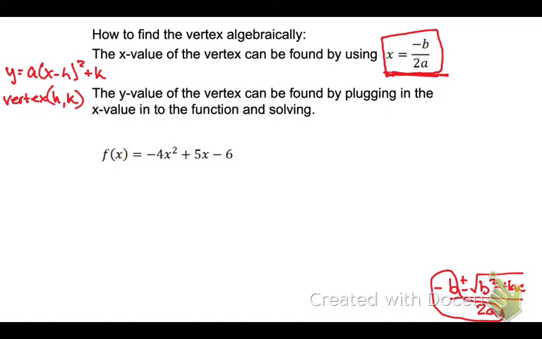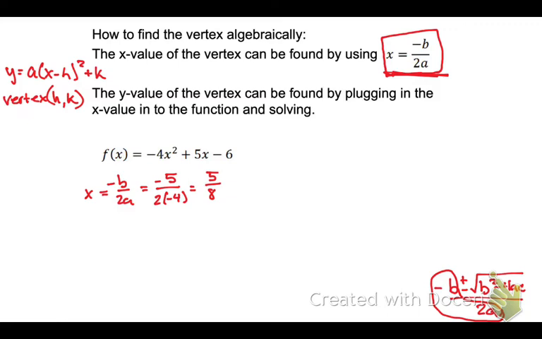Okay, so negative b over 2a would be what? What's b? 5. So negative 5 over 2 times negative 4. So it would be 5/8. Oh, that's pretty. Not really, huh? Kind of gross, isn't it?